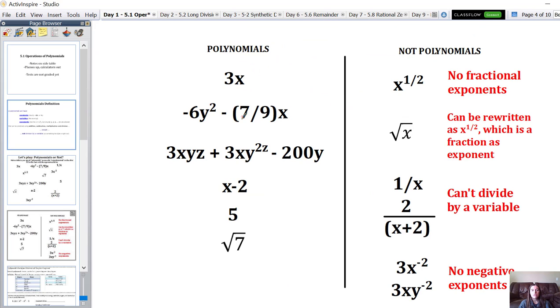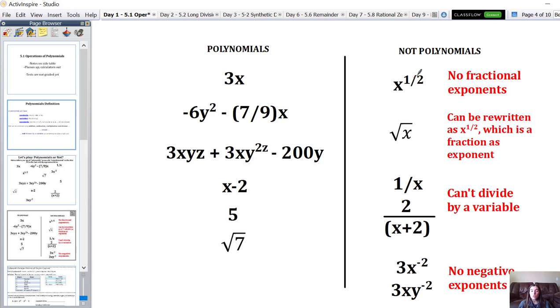Here is a list of all of those expressions that are polynomials. We have something times x, we have a variable squared and other coefficients, we have some variables that are being multiplied, we have a binomial, and we have some constants. We can have a number that has a square root or an exponent that's not an integer, or that's not a whole number, but not with a variable.